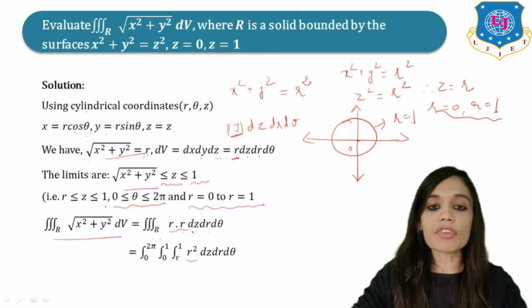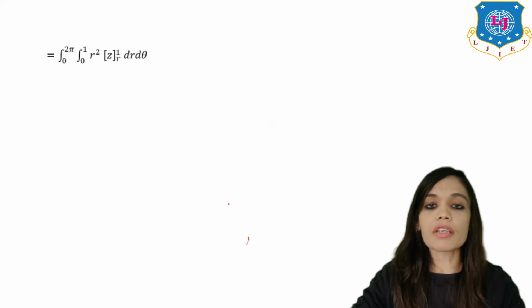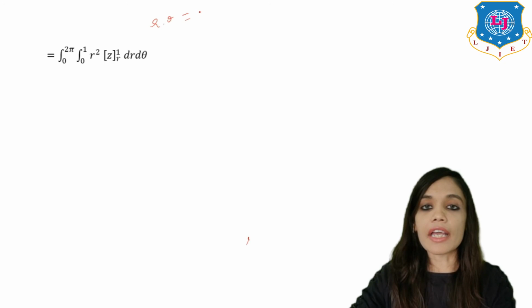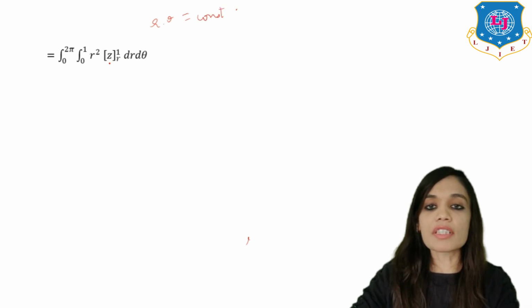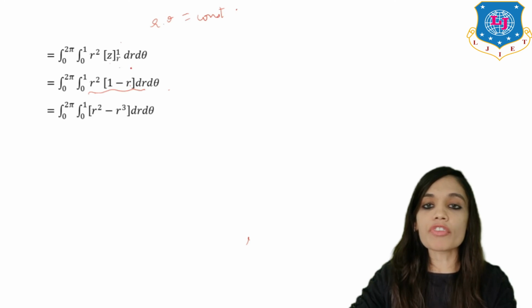Okay, so firstly we will integrate this with respect to z, keeping r and theta as what? Constant, right? So your integration will be z from r to 1, right? Now let us put the limits. So what will we get? R square times 1 minus r, dr d theta. So if we simplify this, what will we get? R square minus r cube, dr d theta.